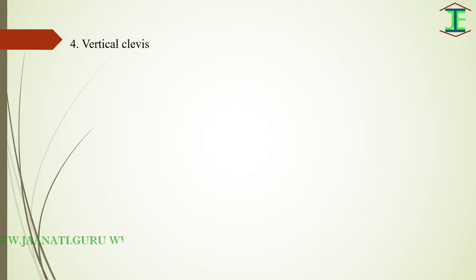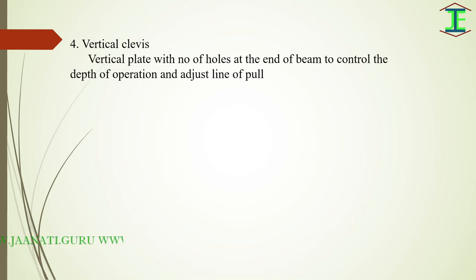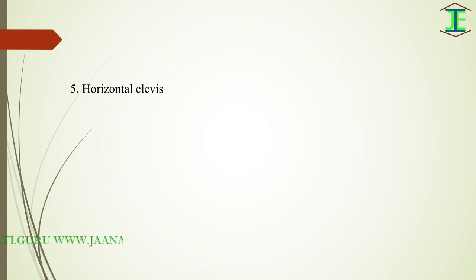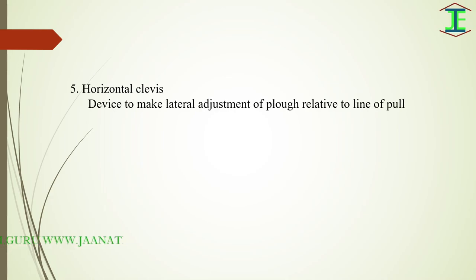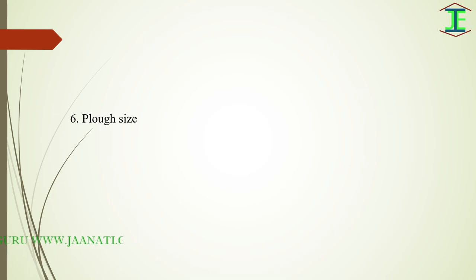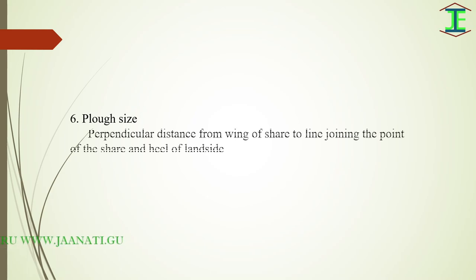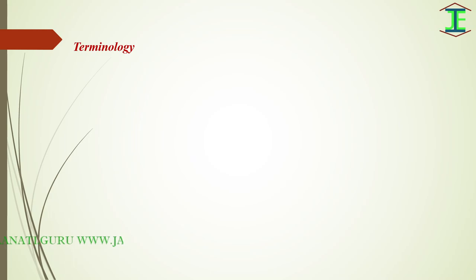Vertical clevis. Vertical clevis is nothing but a vertical plate with some holes, which is used for maintaining the depth of plowing. Horizontal clevis. Horizontal clevis makes the lateral adjustment of the plow. Plow size. Plow size is measured by the perpendicular distance from the wing of the share to the line which is joining the share and heel of the land side. It defines the plow size.